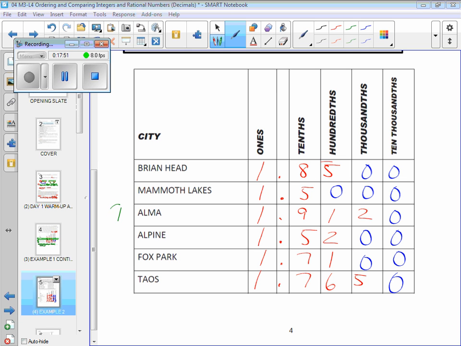I'm going to put a 1 next to it and then do what? Cross it out because it cannot be looked at any longer in my decision making. It's already been decided that's my top dog. I've got to stay in the tenths column because I still have different digits. 8, 5, 5, 7, 7. Which one's the highest? Fozzie. Brian Head. So that's going to be your number 2. Cross it out. It is no longer involved in the decision process.